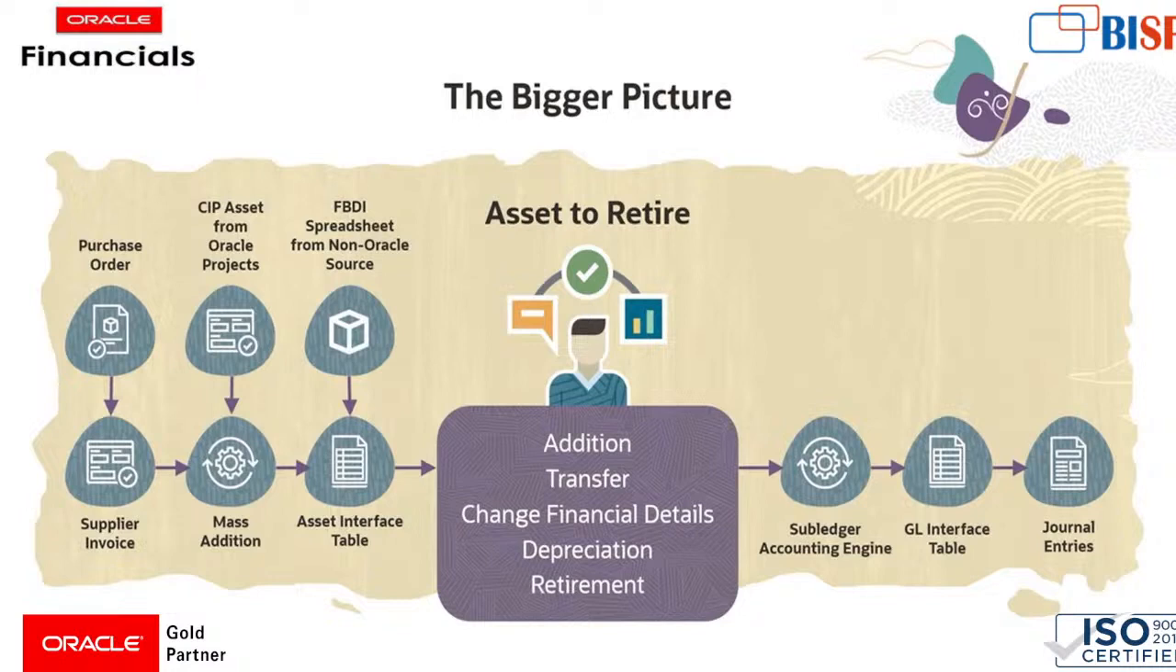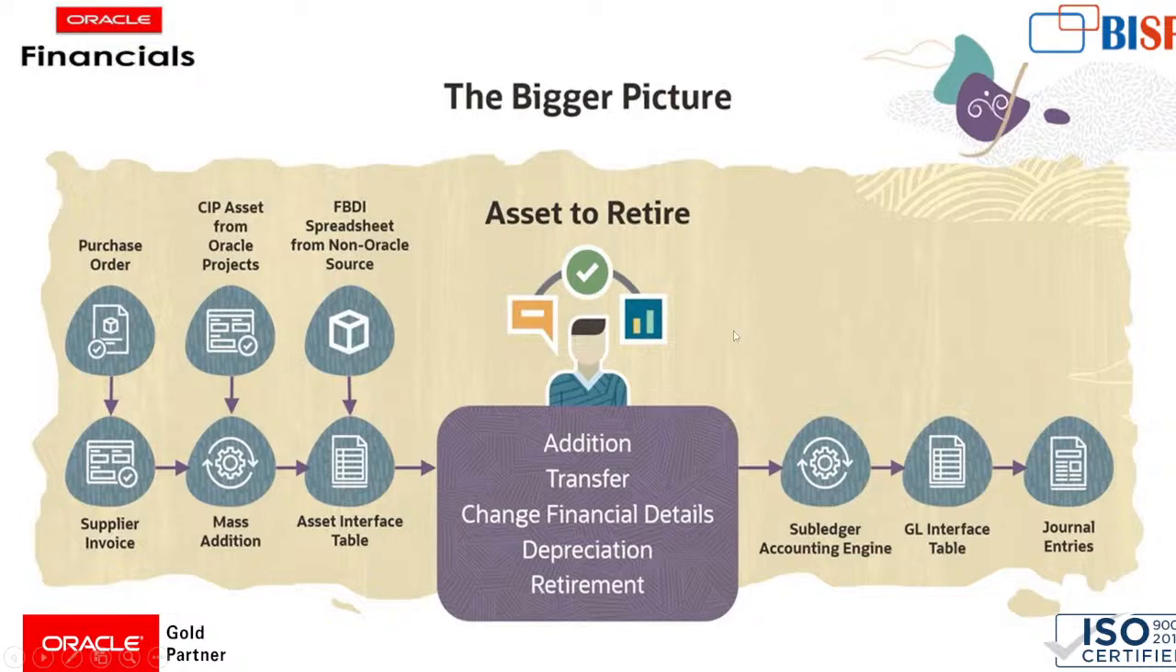After create accounting, we will run the mass addition process. After running the mass addition process, the asset line is moved to the asset interface table. Out there we will prepare the source line and add the asset to our asset book.